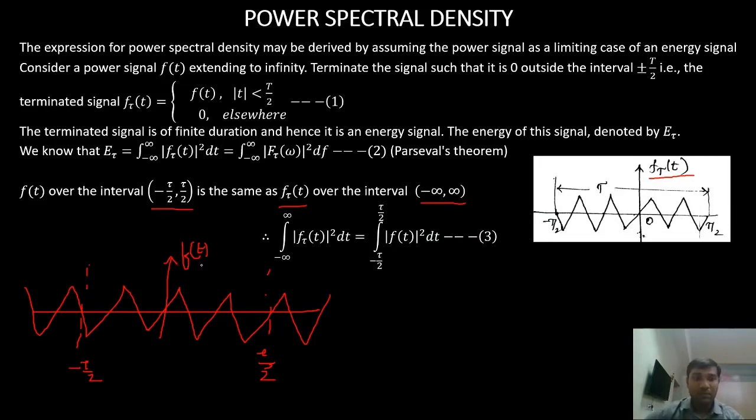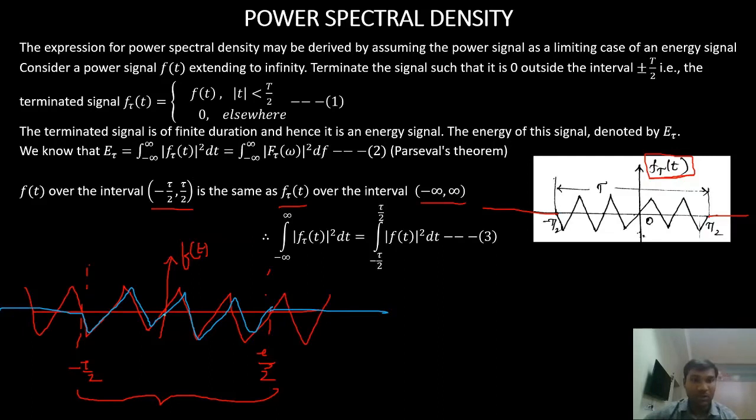So this is my original f of t. I am terminating it after tau by 2 to get my f tau of t, right? So if I consider f of t only in this interval, it is the same as this function f tau of t over the interval minus infinity to plus infinity. If I extend this from minus infinity to plus infinity, I'll have it like this. And if I consider only the signal inside, this is the signal inside. After this, I am not considering any signal, so it is 0.